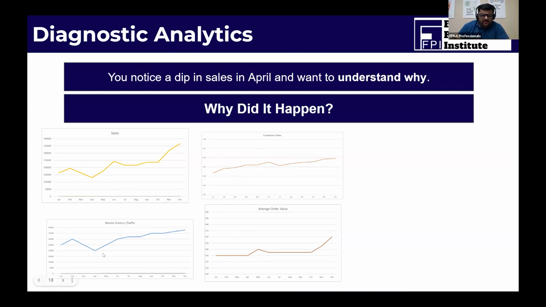The only reason I can see in the chart is the website visitors have dipped from whatever the number was in February drastically to the lowest point in the month of April. So looking at these three data points, you can directly attribute, okay, because of the website visits being less, this is causing the lower sales. So it's not the conversion rate, it's not the average order value, it's the website visitors.